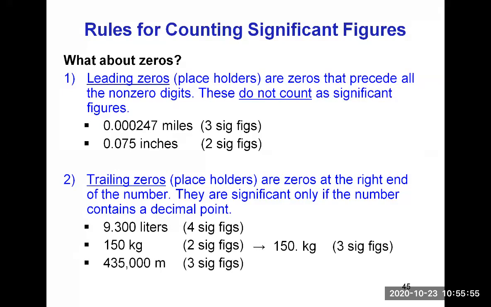In the example 435,000 meters, there are only 3 significant figures, the 4, the 3, and the 5. The zeros that come after are not significant because there is no decimal point shown. Again, if you wanted to make those zeros significant, you would put the decimal point to the right of the last 0. With the decimal point shown like that, it would make it 6 significant figures. All zeros would count, and the non-zero digits.